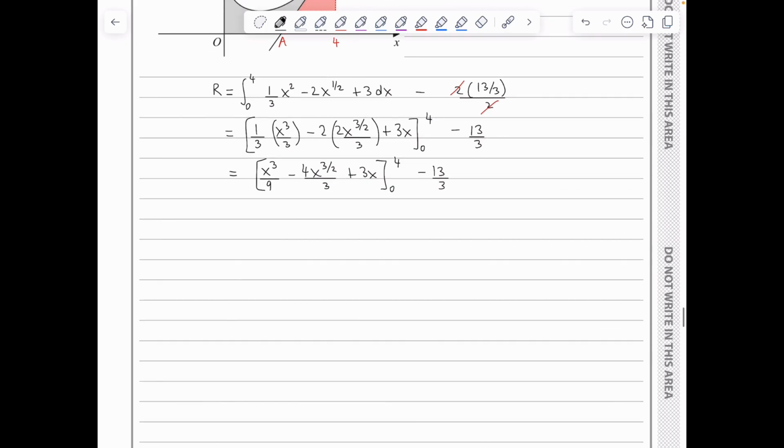And I will proceed in substituting the upper limit first. So we've got 4 to the power of 3 over 9 minus 4 times 4 to the 3 over 2 over 3 plus 3 times 4. And we notice that if we substitute the lower limit of 0, everything here will be 0. So an overall contribution of 0 from the lower limit, minus the 13 over 3. Now if we plug this into the calculator, we get an answer of 37 over 9 units squared for the shaded region R.